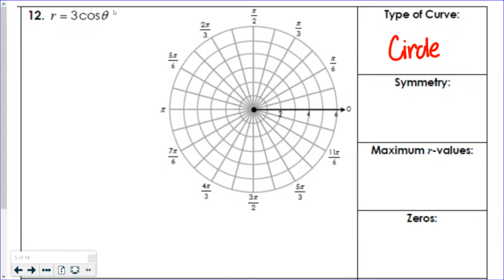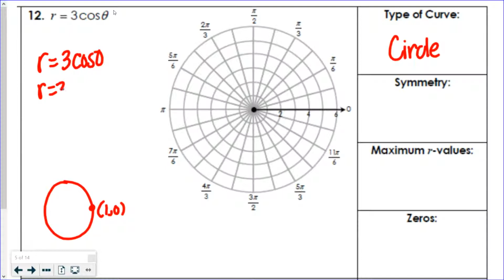All right, and for the circle, let's start by figuring out what is the value of r when theta is 0. Cosine of 0, back to our unit circle, would be the x value out here, that's 1. So r is equal to 3 times 1, which is 3. So when theta is 0, r is 3. On my 0 axis, I'm going to go out to 3, and I've got 1 point here.